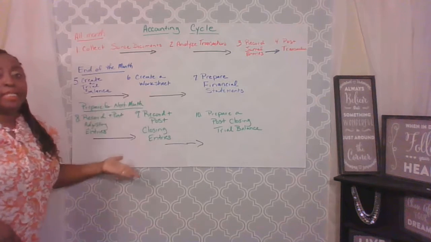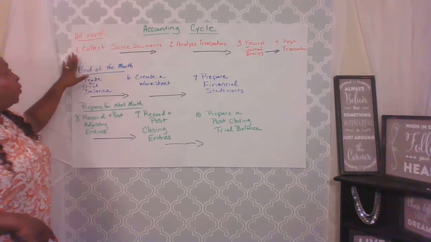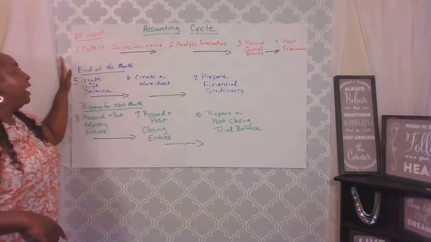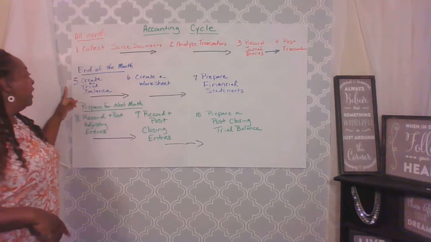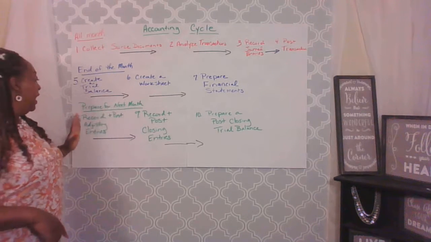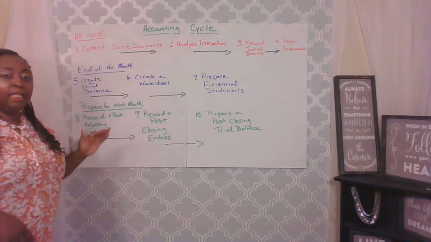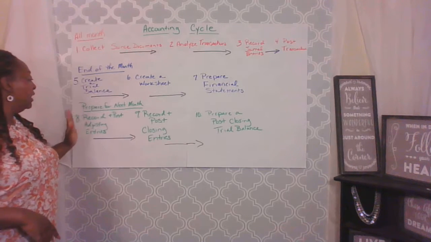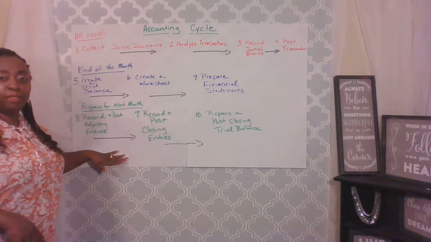So we use a 10-step accounting cycle. Steps 1, 2, 3, and 4 happen all month long. Then we go to 5, 6, 7 for the end of the month. And then 8, 9, and 10 is preparing for the next month.